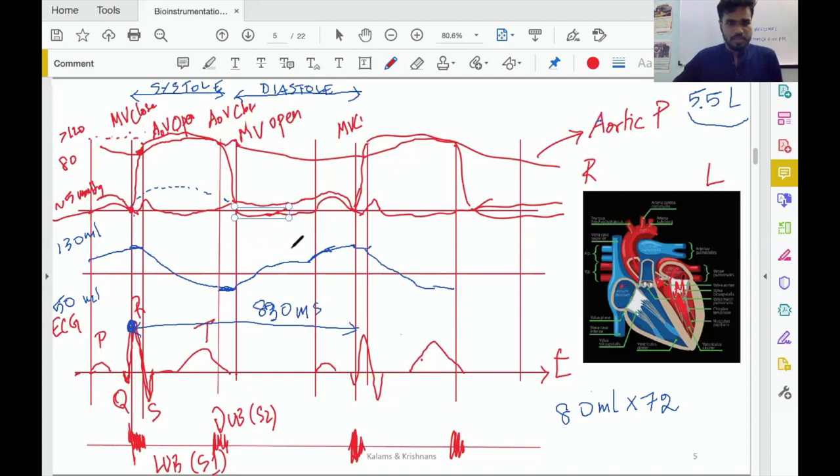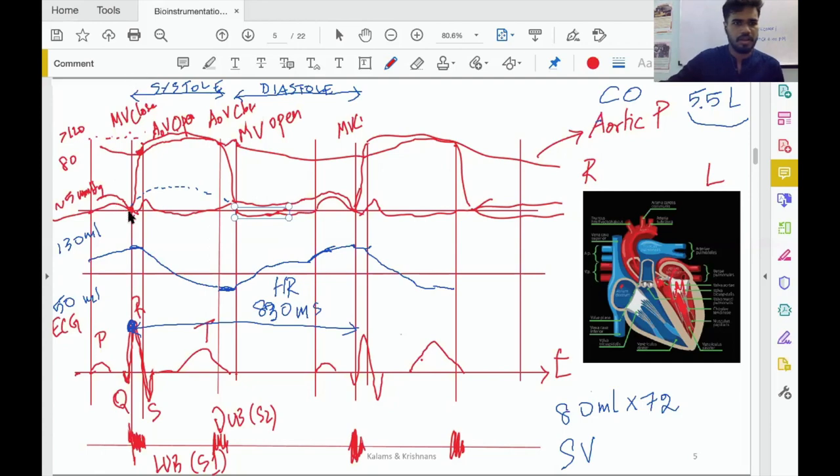So this 80 ml, this difference between this and this, is known as stroke volume. And this total amount of blood that the heart pumps each minute is known as cardiac output. And of course, we have the heart rate over here. And then we have this.